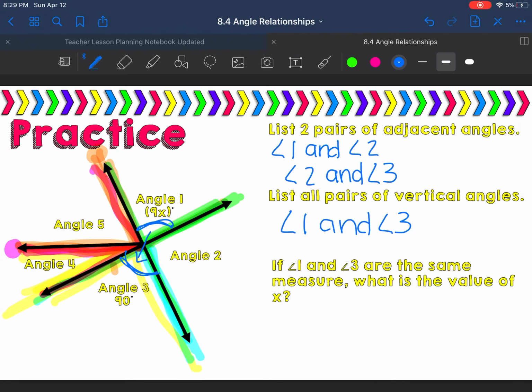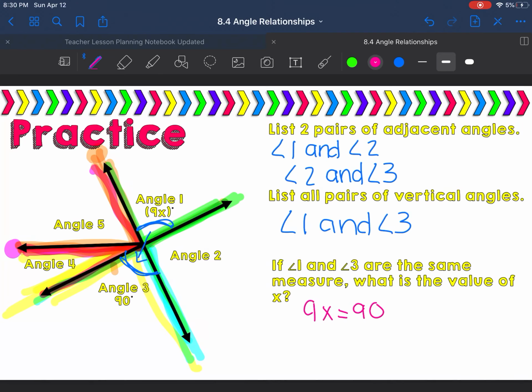If angle 1 and angle 3 are the same measure, what is the value of x? So remember, vertical angles are always equal to each other. So that means that angle 1, 9x, is going to be equal to angle 3, which is 90.